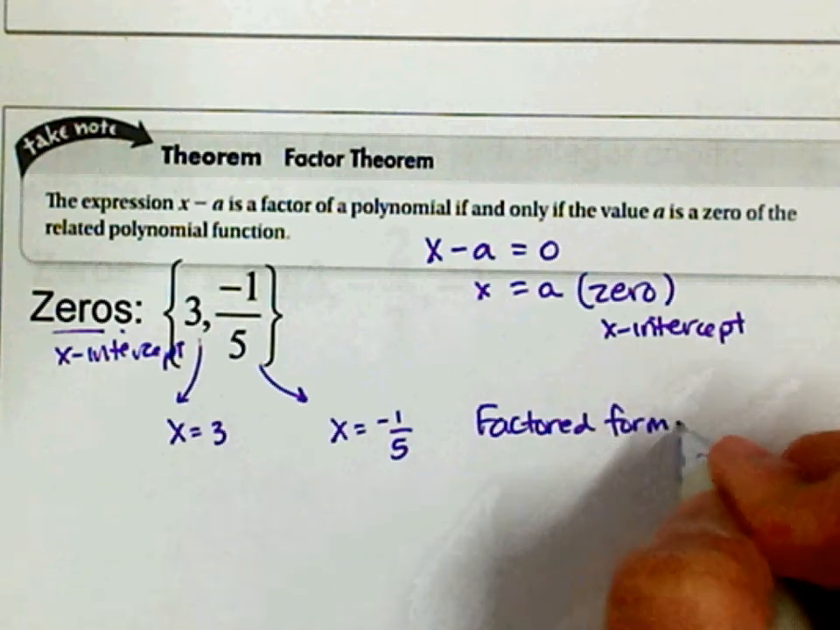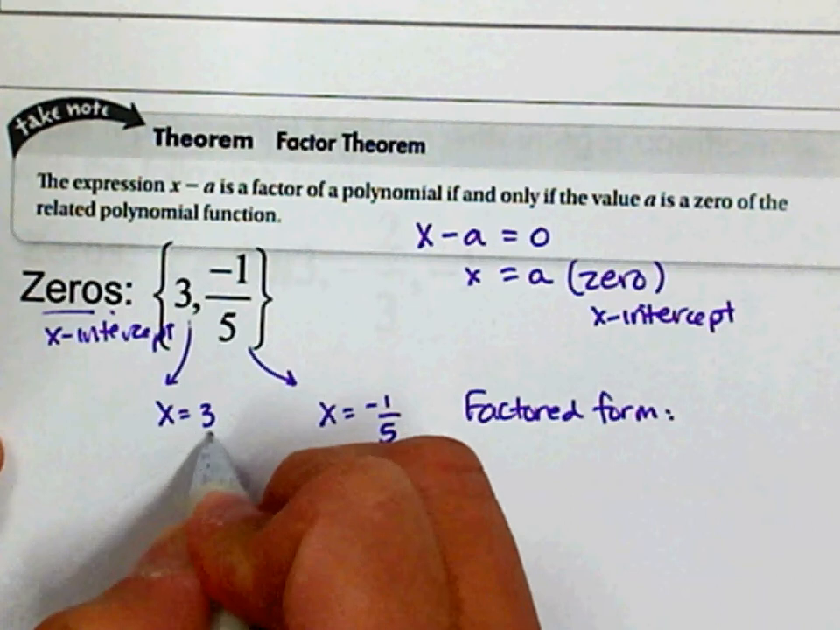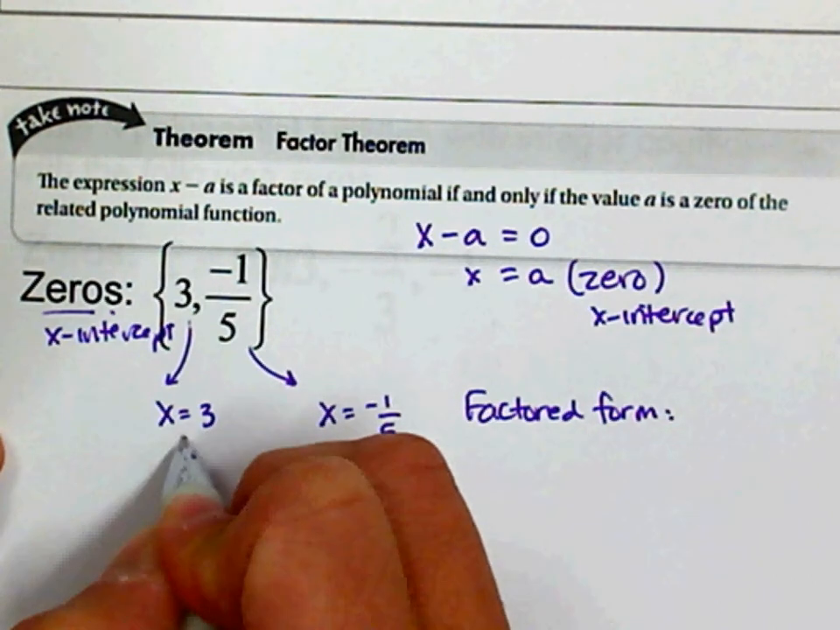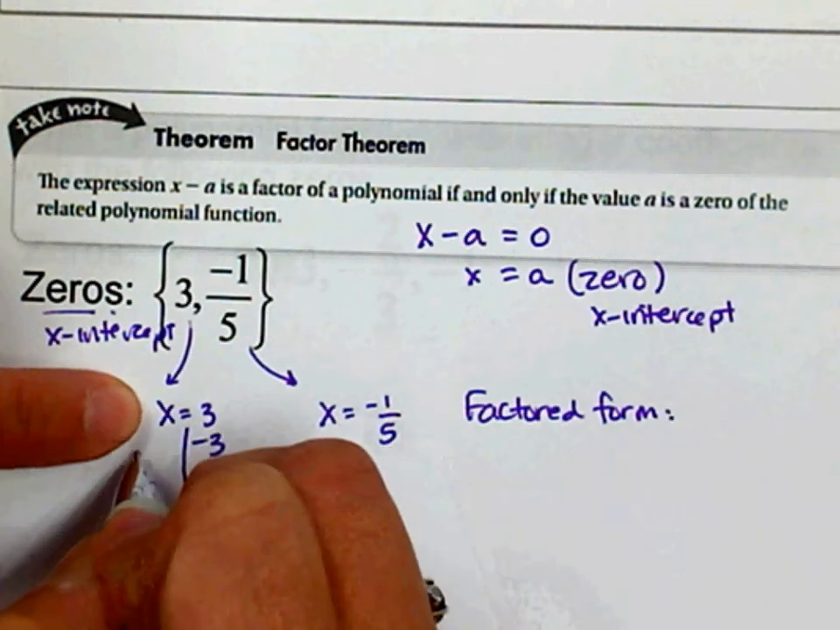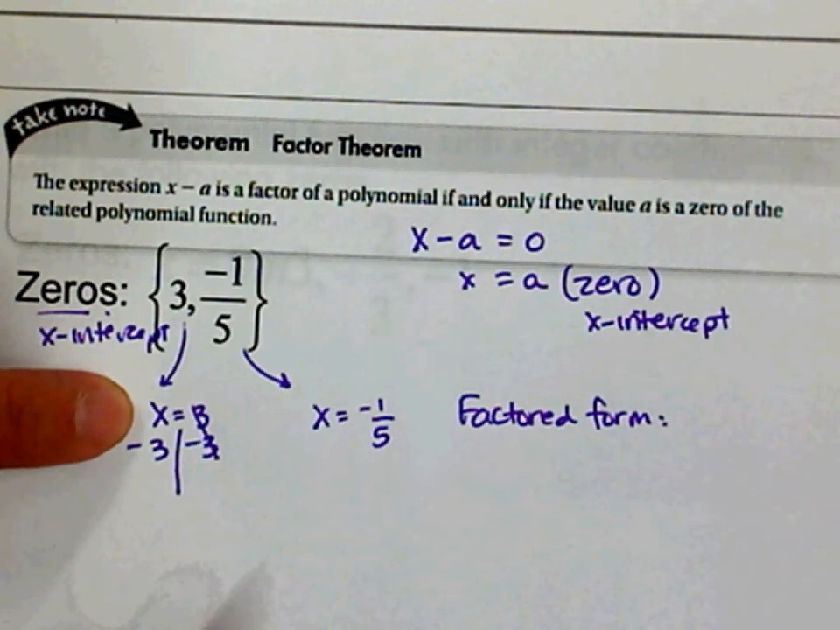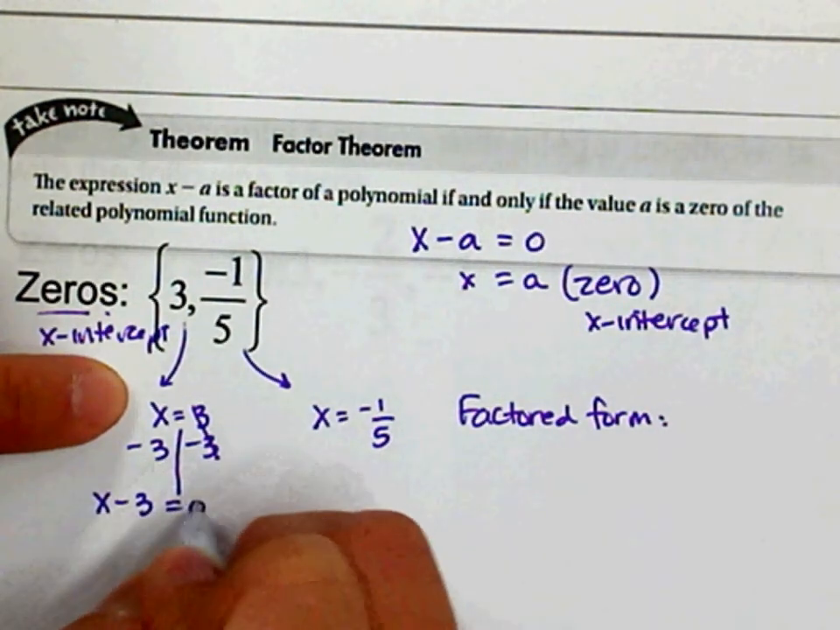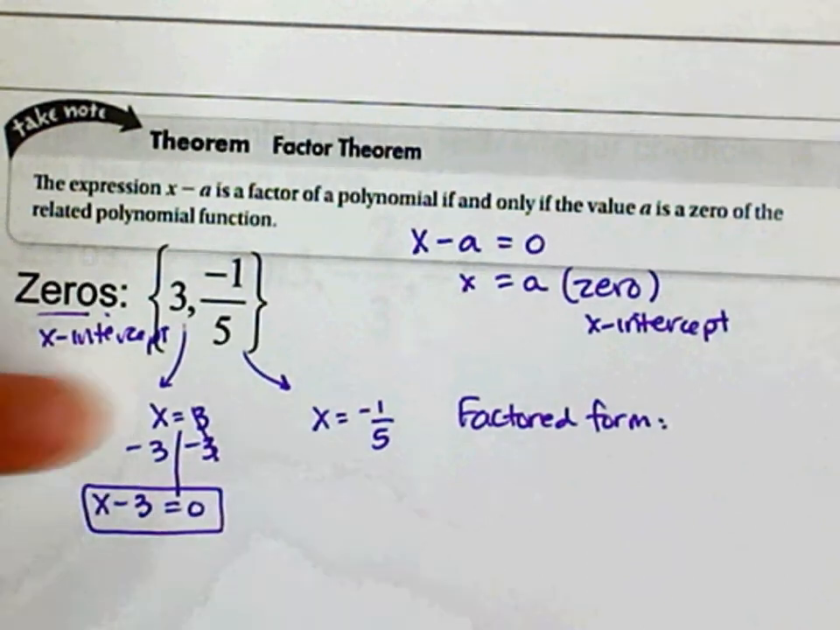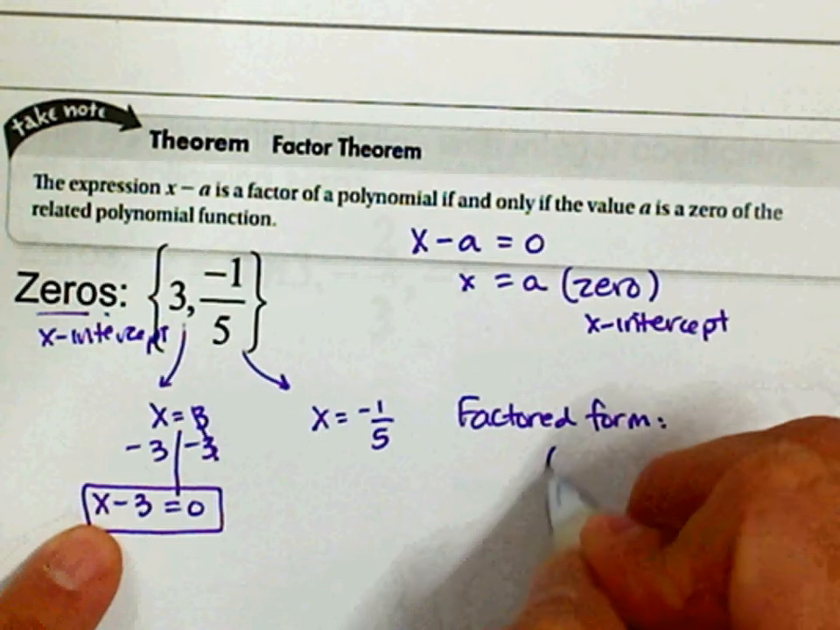Okay? Well, what you do is you want to solve and set it equal to 0. How can I make this equal to 0? You subtract 3, just like that. What you do to one side, you do to the other side. So now you have x minus 3 is equal to 0. Just like that. Okay? So the first factor form you have is x minus 3.